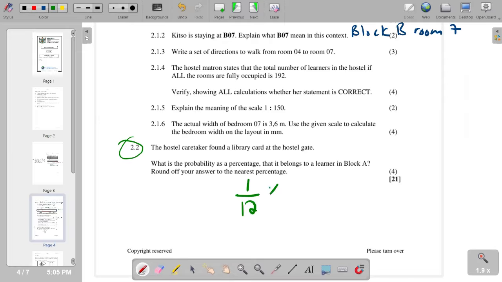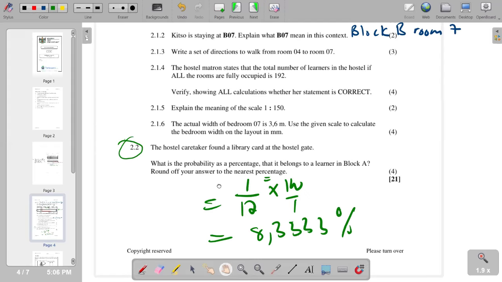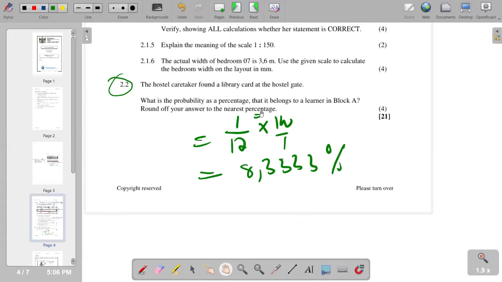1/12. And then obviously we multiply by 100/1 to express it as a percentage. So if you multiply, you are going to get 8.3333%. To the nearest percentage, it will be to the nearest whole number, which is 8. Of course, we see that it becomes 8%. So that is our final answer on that part. So this is what we have in terms of our question 2. So from there, we move on to the next question, which is question 3.